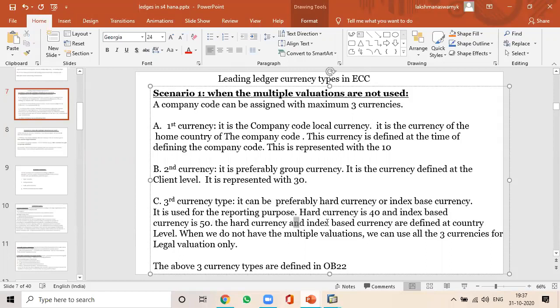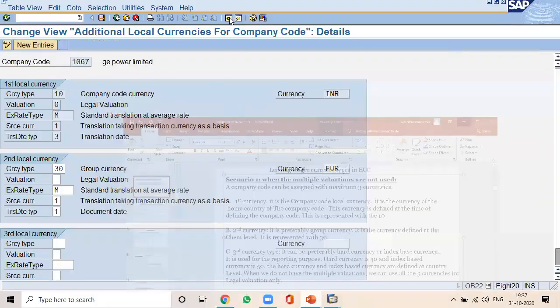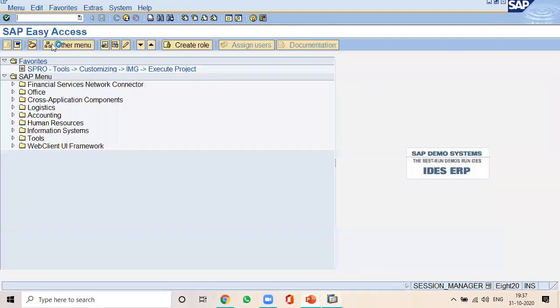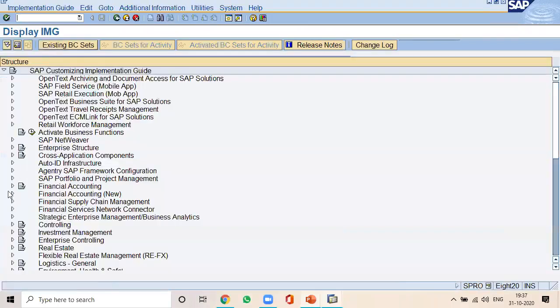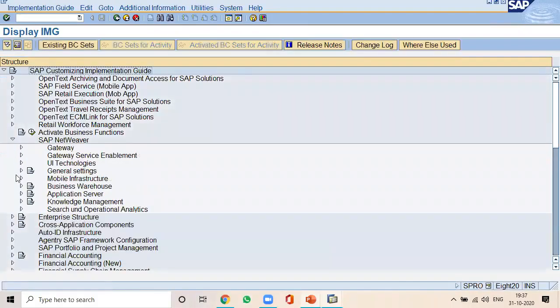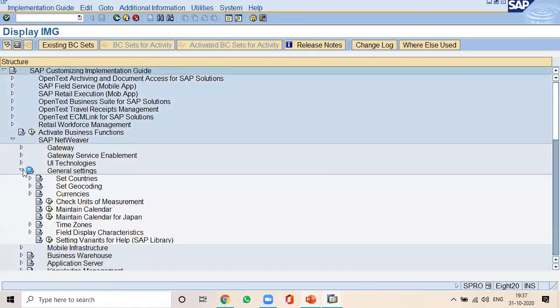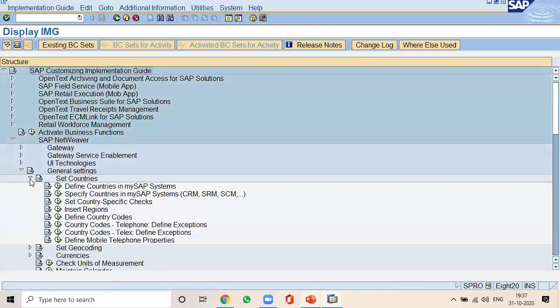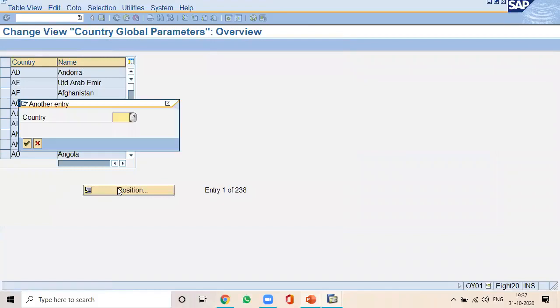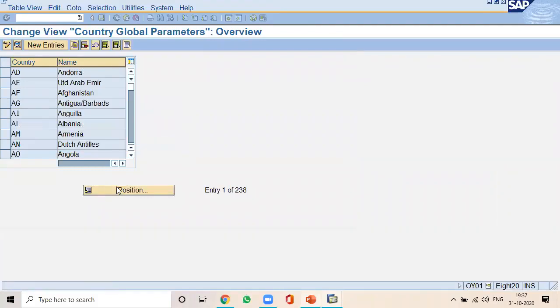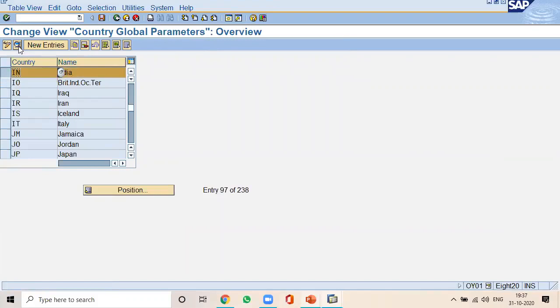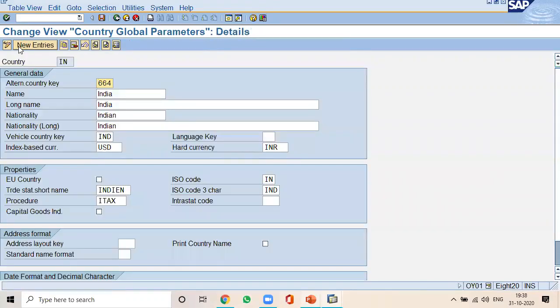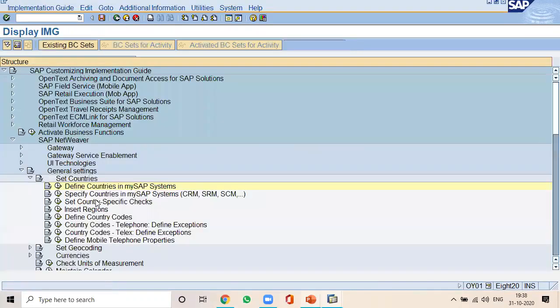The hard currency and index-based currency are defined at country level. Say, for example, you can define our own countries: SAP NetWeaver, general settings, set countries, define countries in my SAP systems. Click on position, country IN, click on enter, select IN, click on details button. Sorry, not this one. Currency.